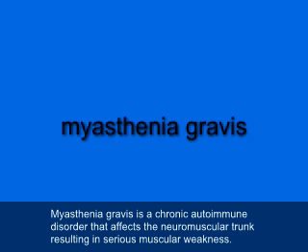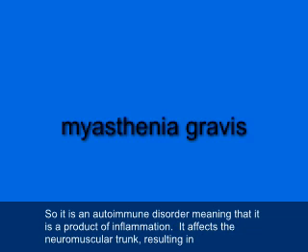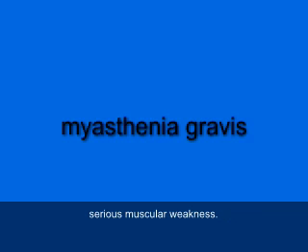So myasthenia gravis is a chronic autoimmune disorder that affects the neuromuscular trunk, resulting in serious muscular weakness. So it's an autoimmune disorder, meaning it's a product of inflammation. It affects the neuromuscular trunk, resulting in serious muscular weakness.